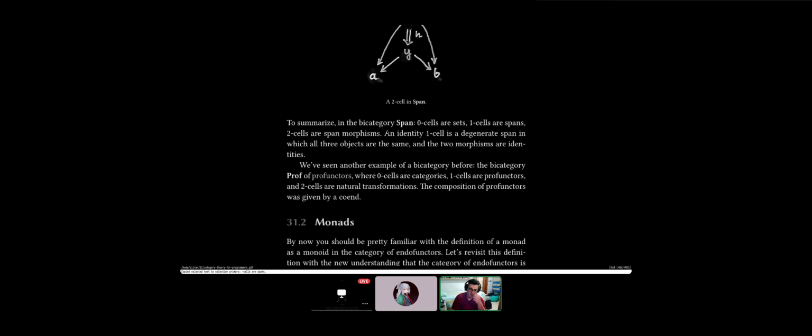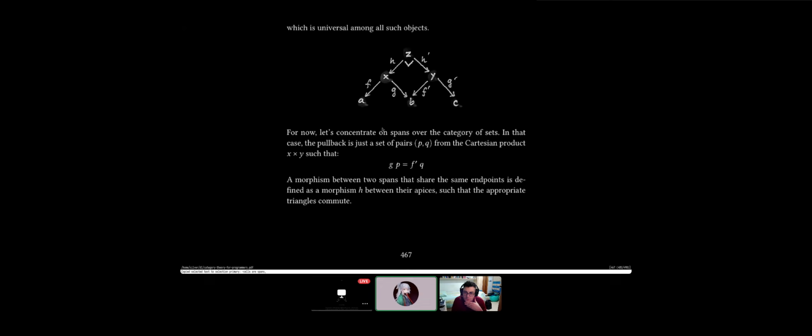Wait, let's go back to what I just asked, because I think I said something wrong. Where is the g and the f prime in the below diagram? The g would be this arrow from X to A, and the f prime is this other arrow from X to B. But p and q are X then? What are p and q in that case?